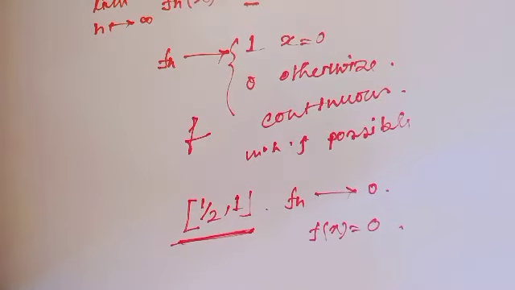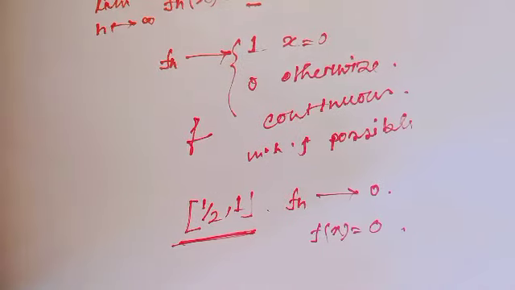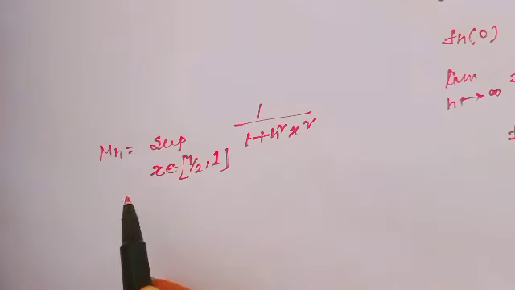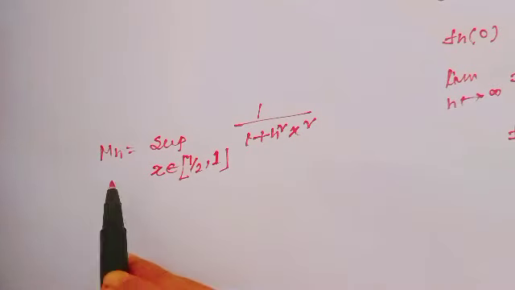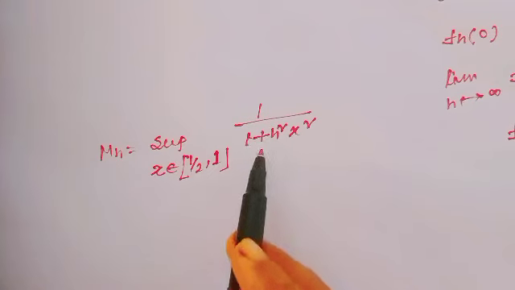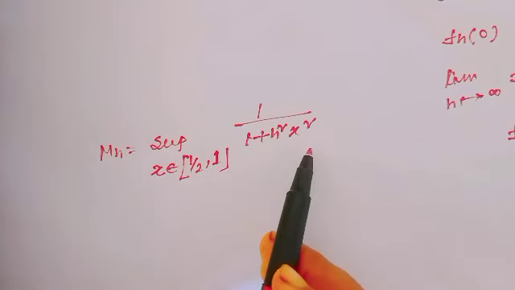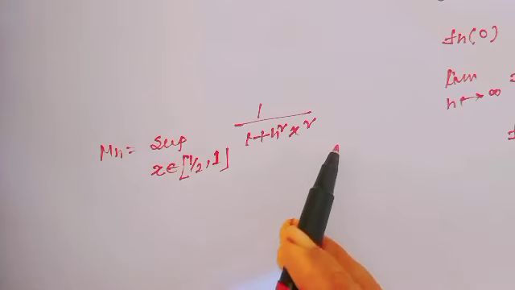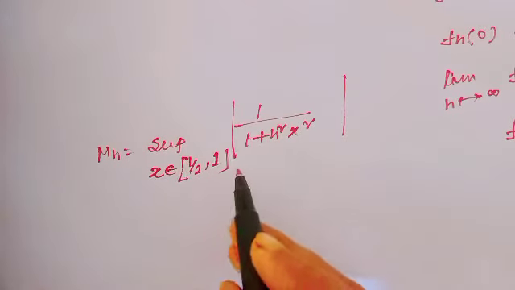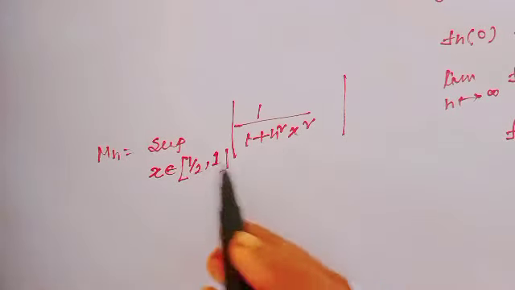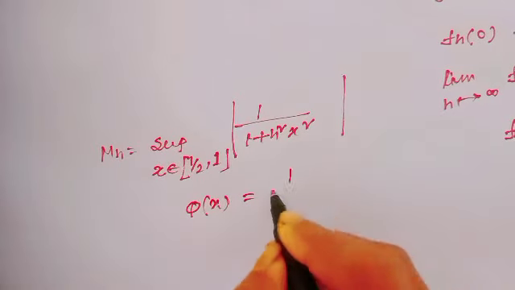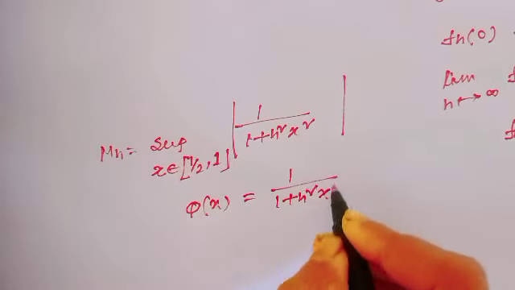To find the uniform convergence, I will apply the Mn test. All of us know to find the uniform convergence here, Mn would be the supremum over x belonging to [1/2, 1] of 1 over 1 plus n square x square, because here f(x) equals 0. To find the supremum of this function in this interval, consider phi(x) equal to 1 over 1 plus n square x square.